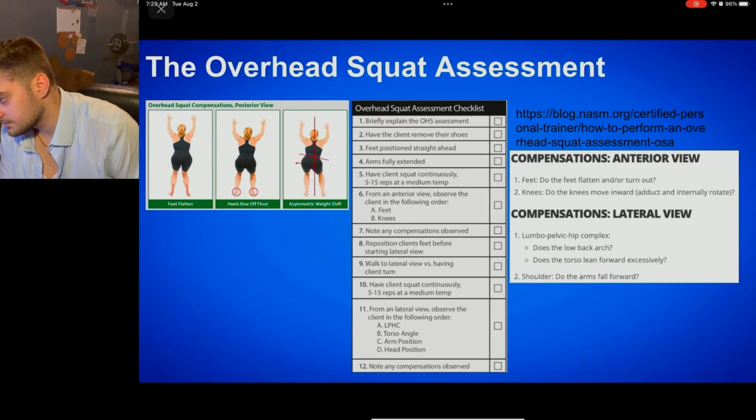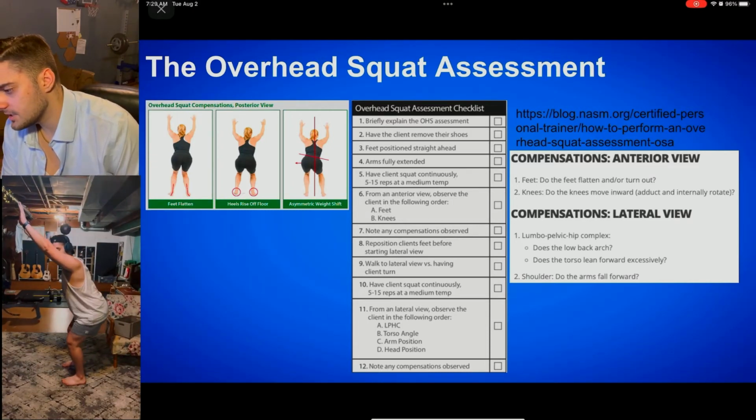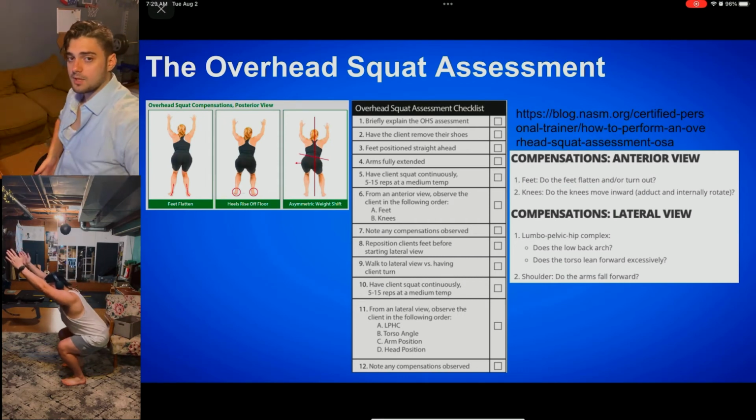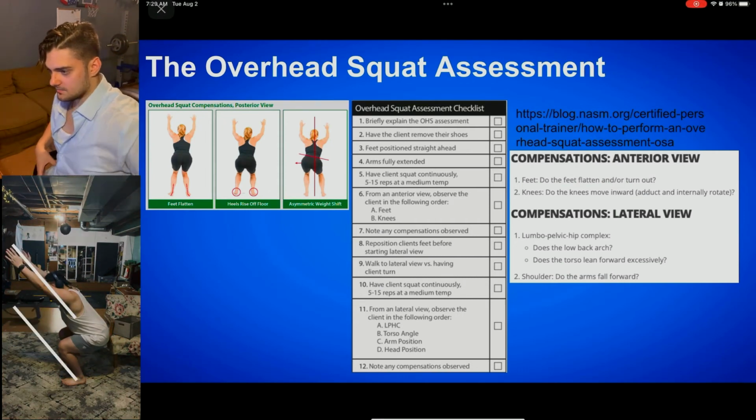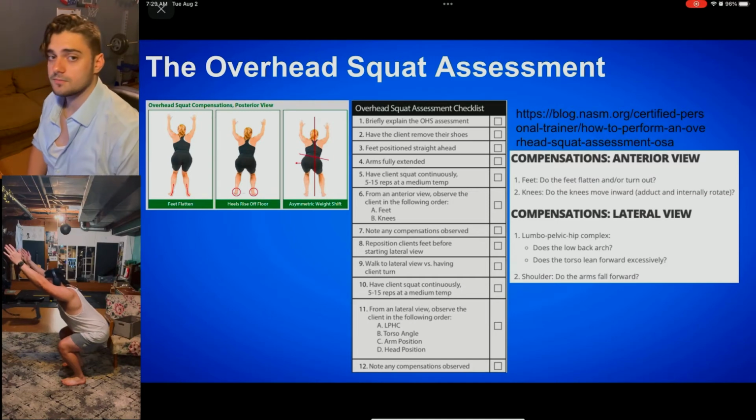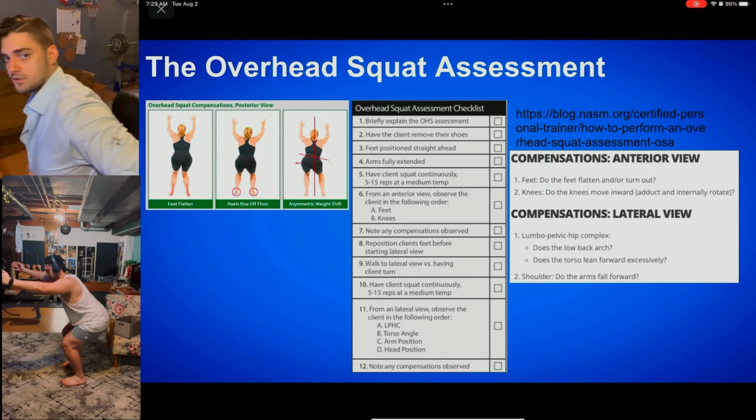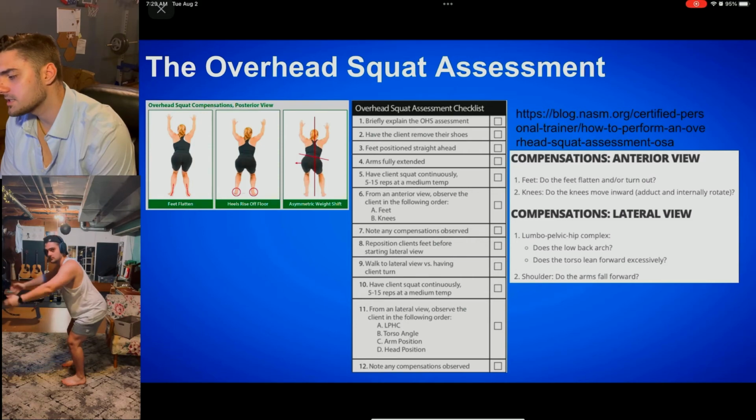From a lateral view, observe the client's LPHC, lumbo-pelvic-hip complex. So this area right here. Torso angle, so like that. Note any compensations observed.